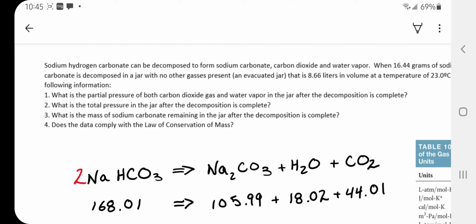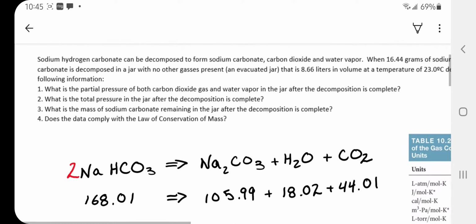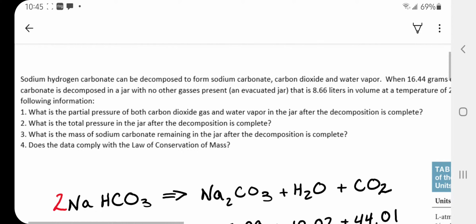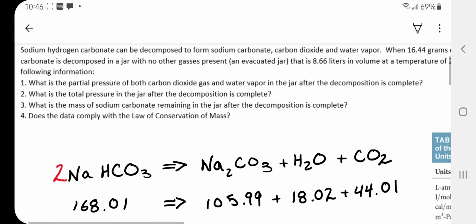Okay, so what we want to do first is balance the decomposition. And as we can see here, sodium hydrogen carbonate is NaHCO3. But we want to break it up into sodium carbonate, which is Na2CO3, water vapor, which is simply water, as H2O, and carbon dioxide, which is CO2. In order to balance this equation, we need to put a 2 in front of the NaHCO3.